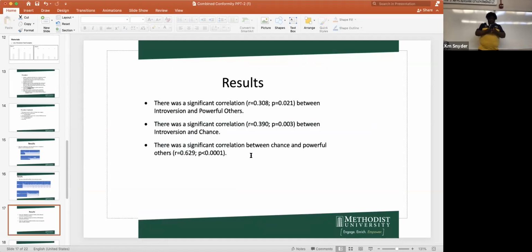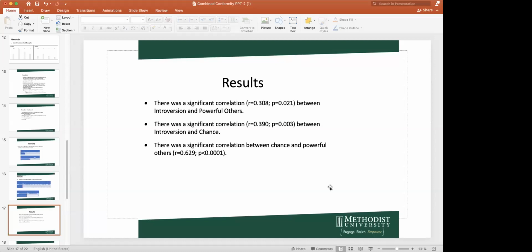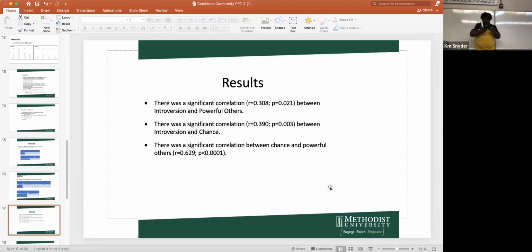The results you see right here show there was a significant correlation between introversion and powerful others, which were our two variables, with the correlation being 0.308 and the p-value being 0.021. There was another significant correlation between introversion and chance, which is 0.390, with the p-value being 0.003. The last correlation was between chance and powerful others, which was 0.629, with the p-value being under 0.001. Next slide.